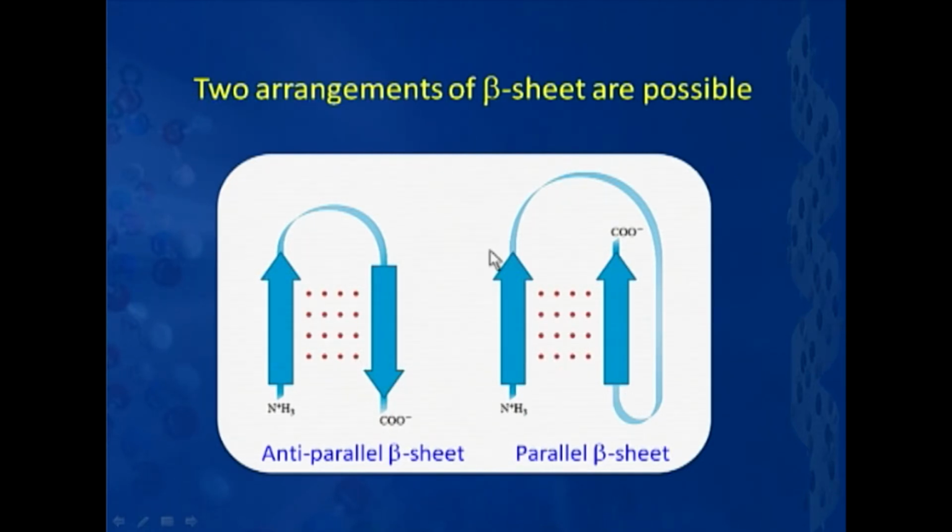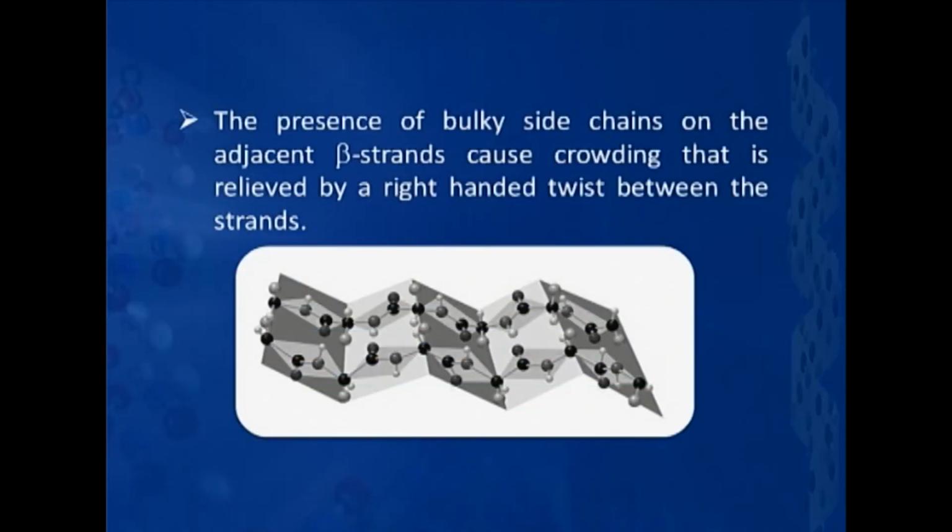So, the same will be true of the C terminals there. So, there are two arrangements possible there. There is yet one more aspect of this structure. Because we have an extended chain which is forming a sheet, fine, but the side chains are bulky, very bulky, and they do not let it remain flat.